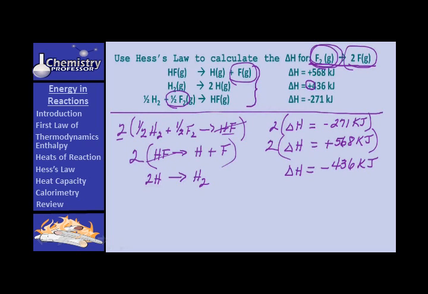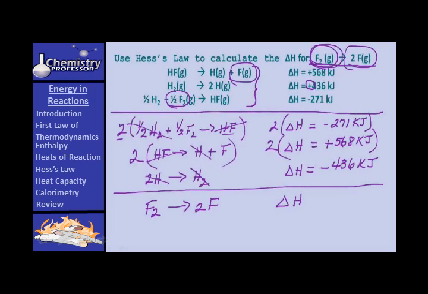All right, let's see how we're doing. Does everything cancel? These 2 hydrogens cancel these 2. This cancels this. Oh, look. All that we have left is what we are looking for in our equation. We have F2 producing 2F. Now, what do you come up with for the delta H? Add them up. Don't forget to change signs where necessary. Don't forget to double where necessary. And when I work this through, I come up with plus 158 kilojoules. What a neat problem.